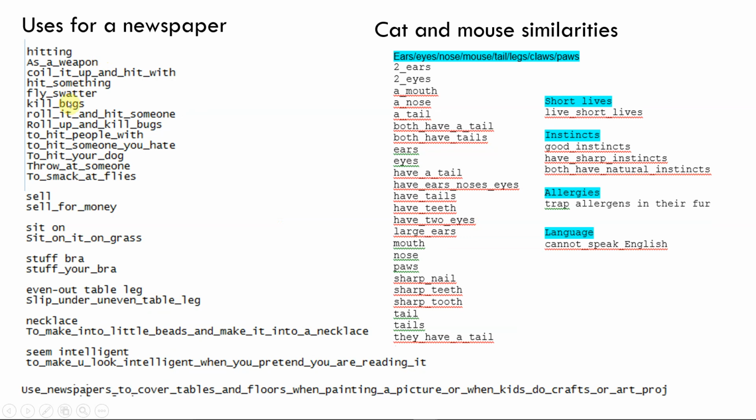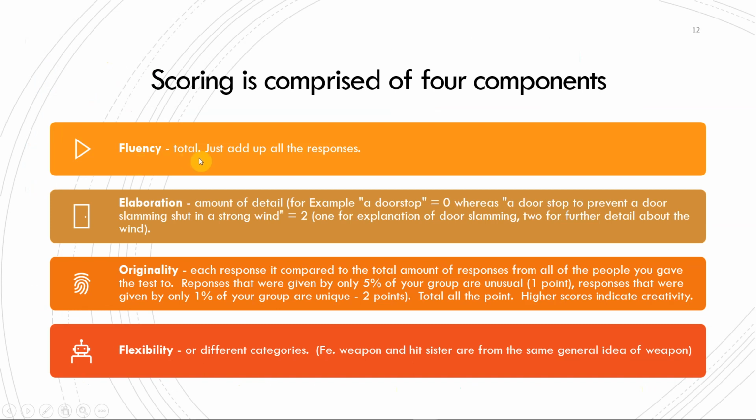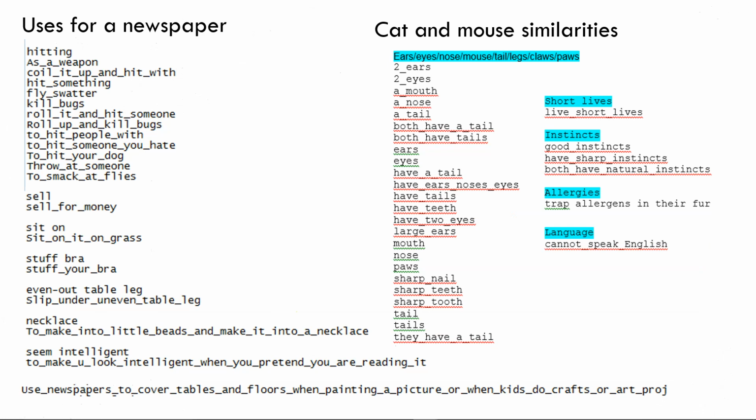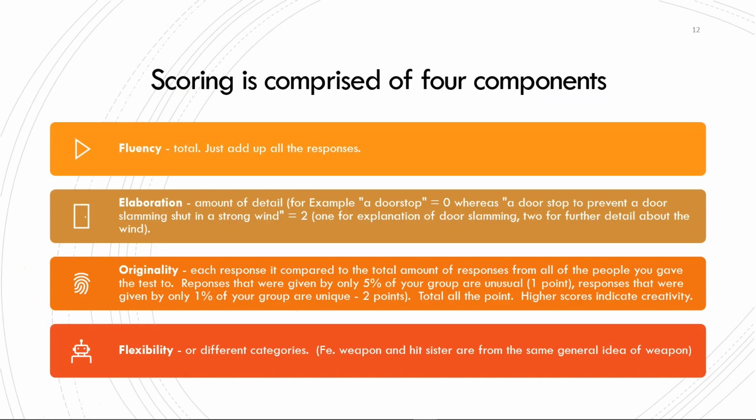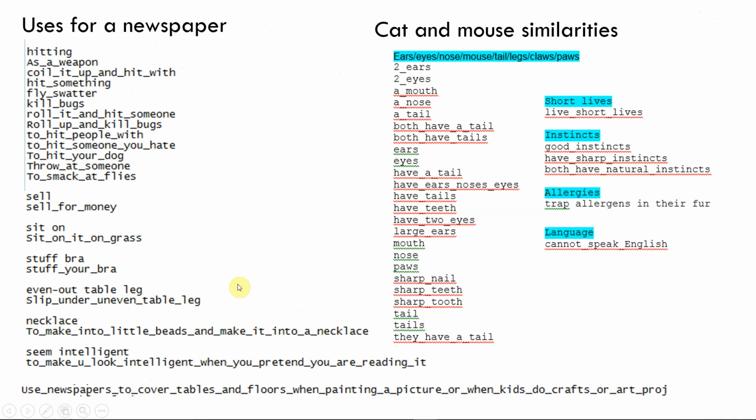Do you just have all the same responses from one category, or are you touching on a bunch of different categories? So we have fluency, that's the number of ideas; elaboration, how much detail you give; flexibility, how many different categories you are touching; and then originality is basically, are you coming up with ideas that no one else came up with? This is a weird one, like to stuff your bra. Only one person put that, so they would probably get points for originality because no one else came up with that.